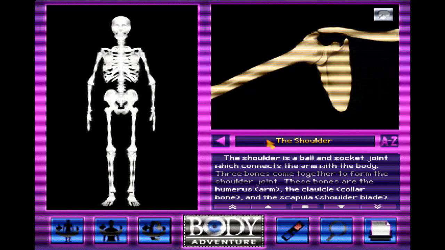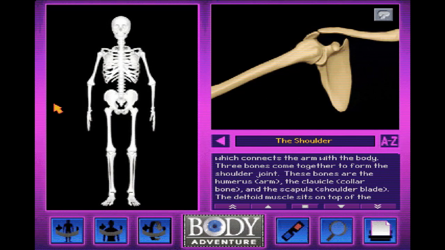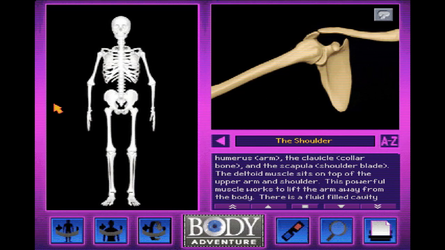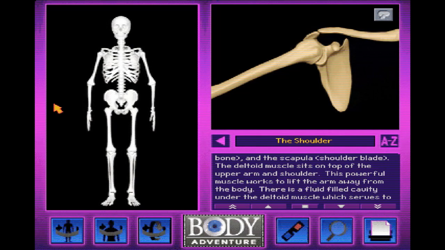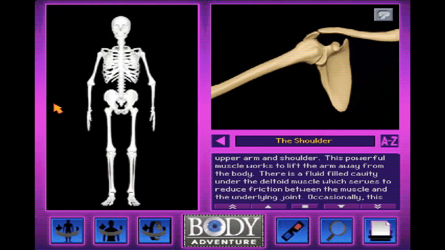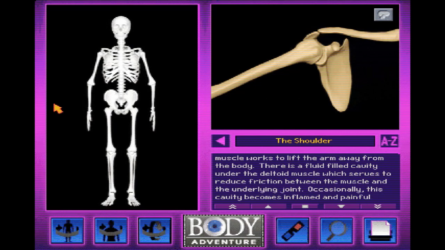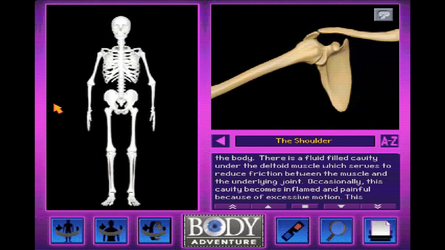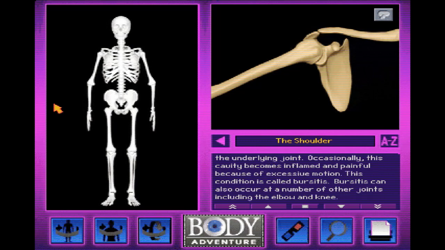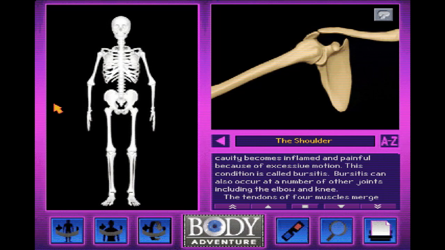The shoulder is a ball and socket joint which connects the arm with the body. 3 bones come together to form the shoulder joint. These bones are the humerus, arm, the clavicle, collarbone, and the scapula, shoulder blade. The deltoid muscle sits on top of the upper arm and shoulder. This powerful muscle works to lift the arm away from the body. There's a fluid-filled cavity under the deltoid muscle, which serves to reduce friction between the muscle and the underlying joint. Occasionally, this cavity becomes inflamed and painful because of excessive motion. This condition is called bursitis.